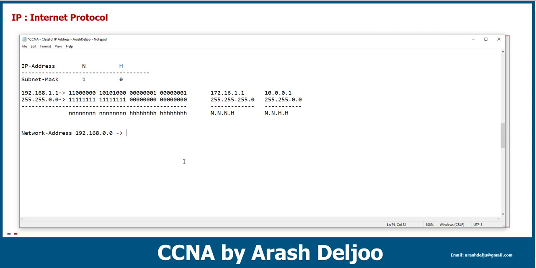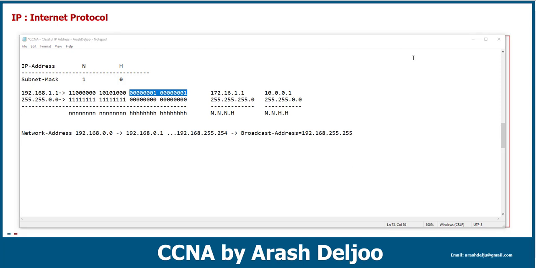I used 0 in all of the host bits, and after that we have the host addresses, for example 192.168.0.1 to 192.168.255.254. After that we have the broadcast address. Broadcast address means we are using 1 instead of the host bits: 192.168.255.255, because now we have 16 host bits. For host bits we are using 1 instead of all of these 16 bits. This is for the first example.